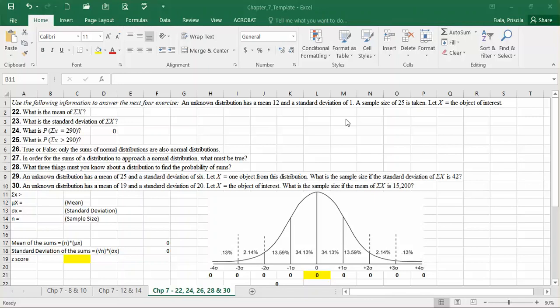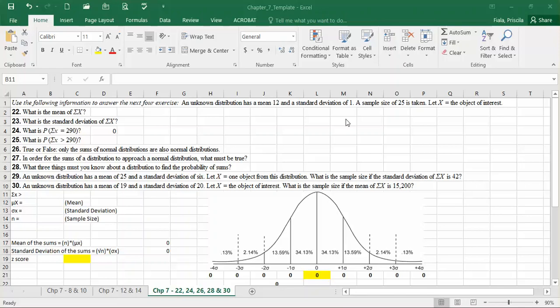Hello class, I'm here to talk about the last problems that I have assigned for chapter 7. Remember I mentioned on the previous video and I also posted a note that problems 48 and 50 are based on exponential. I don't expect you to solve that.